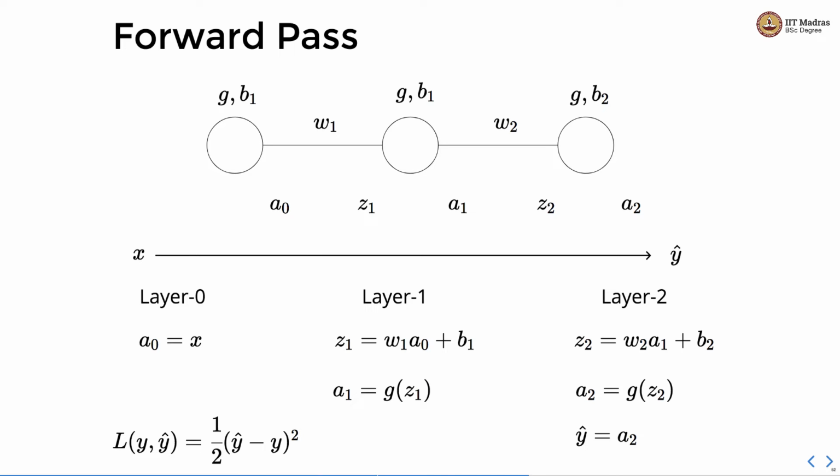Since we have Y hat, we can now compute the loss for this training example because we know the actual label and the predicted label, and the loss is computed as half of the square of the difference between the predicted value and the actual value.